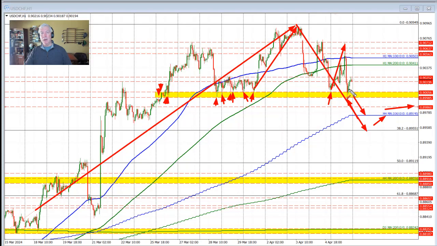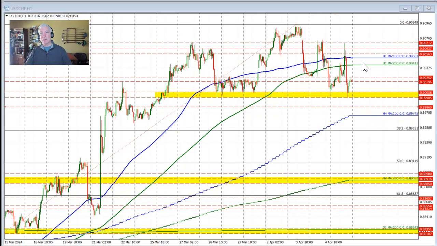Conversely, with the bias still a little bit more to the upside, off of the support floor here and above the 0.8986 level, the next targets on the top side come against the 100 and 200 hour moving averages. Those levels come in at 90.41 and 90.50. If the price were to get above those levels, then it should open the door for further upside.